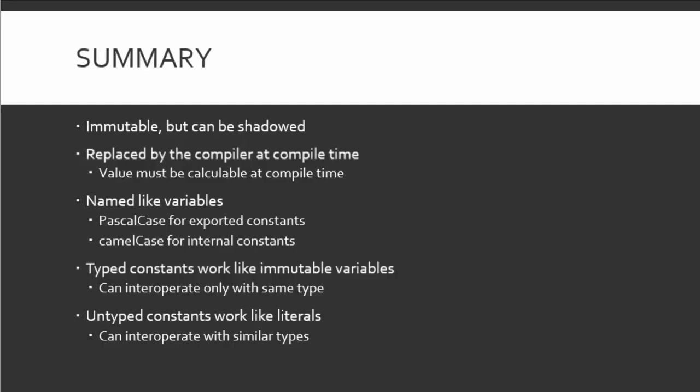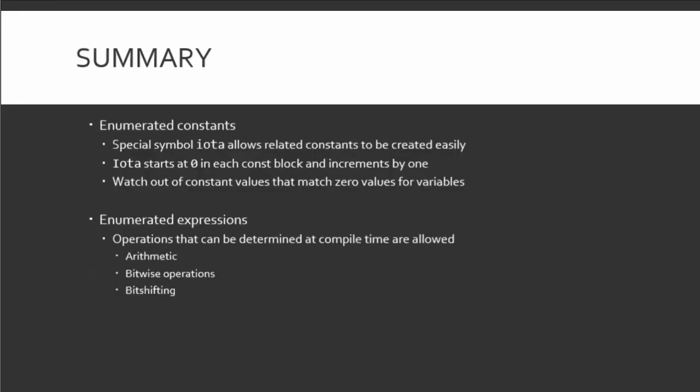So we had the value 42 defined as an untyped constant, and we could add that to an int16, we could add that to an int, we can add that to a uint16. Any of those would work because the literal 42 will work in all of those cases.